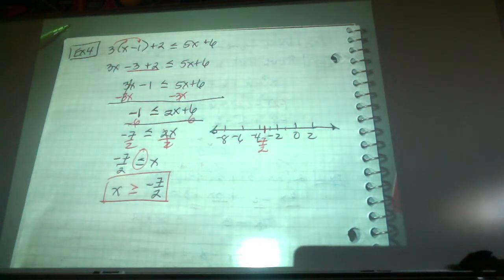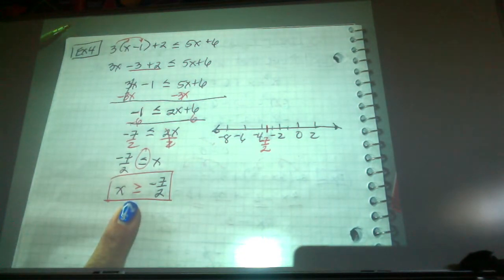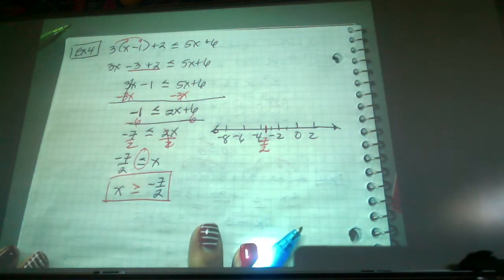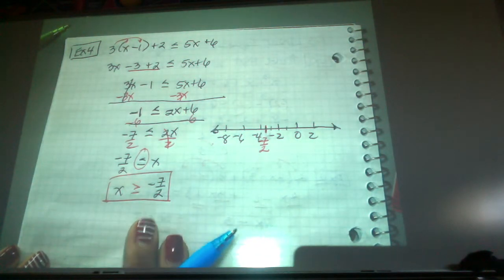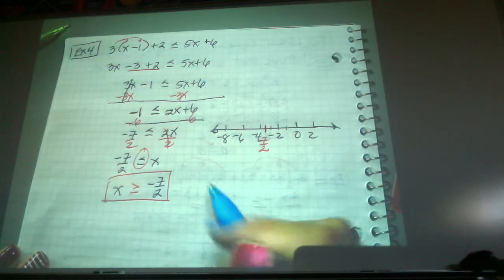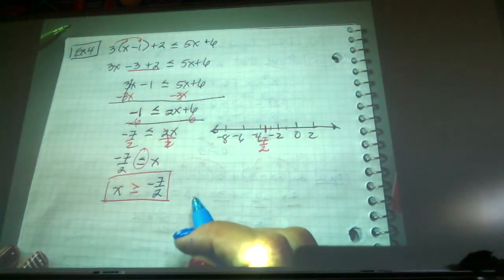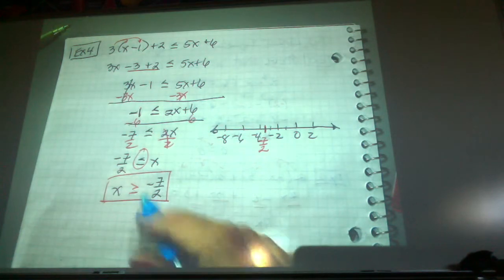Then, do I have brackets or parentheses? Because of the equals, it's brackets. Let's go ahead and write this in interval notation first before we graph it. So this says x is greater than or equal to negative 7 halves. What is my leftmost endpoint? Is it infinity or is it the negative 7 halves?